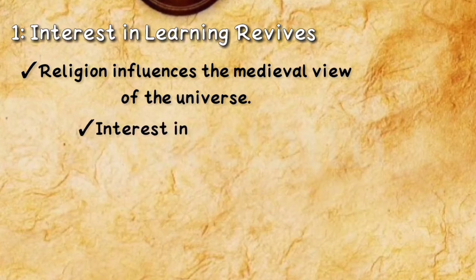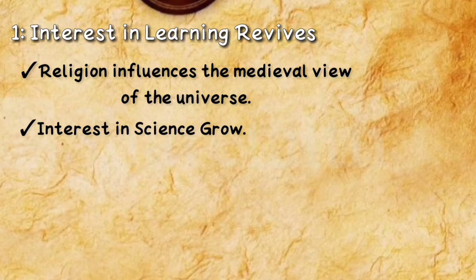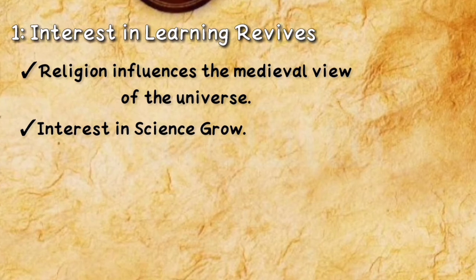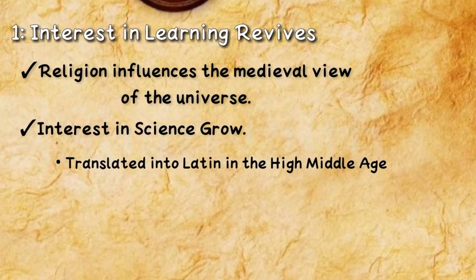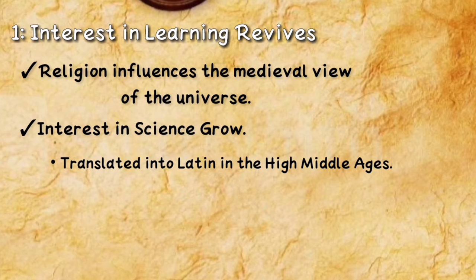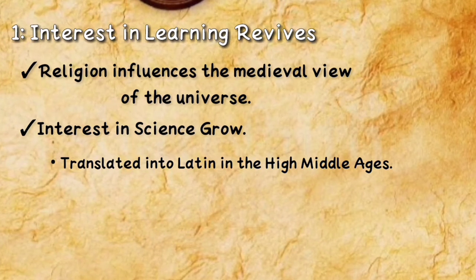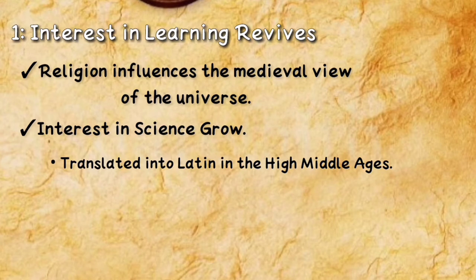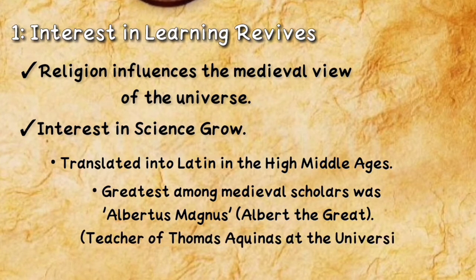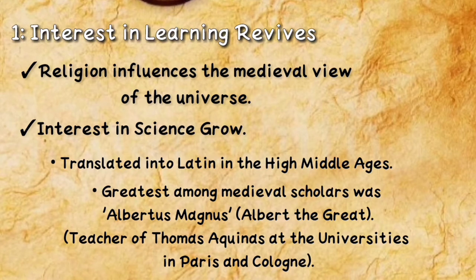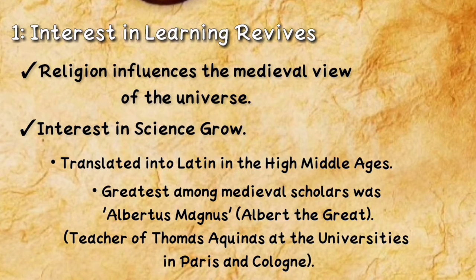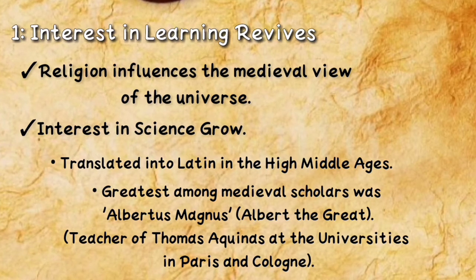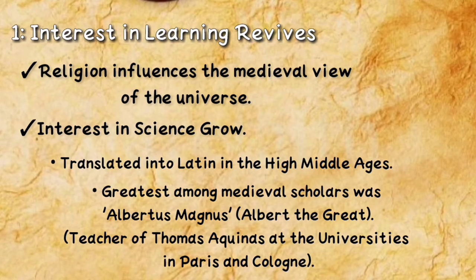Interest in science grows. Aquinas and many other medieval thinkers, however, developed an interest in studying the natural world. Many ancient scientific works were translated into Latin in the High Middle Ages. They were brought into Western Europe along with translations of the work of Muslim scholars. These writings, which had been unknown in Europe during the early Middle Ages, stimulated a new interest in observing nature. The greatest naturalist among medieval scholars was Albertus Magnus, or Albert the Great, who was the teacher of Thomas Aquinas at the universities in Paris and Cologne. Albert wrote about geology, chemistry, botany, and zoology.